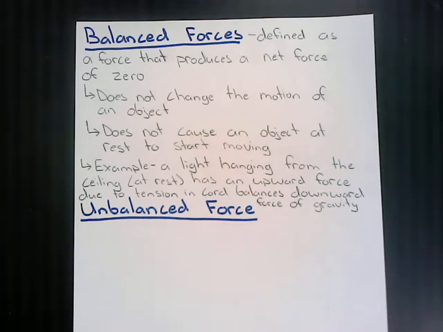Again, that tension from the cord where the light is hanging balances that downward force of gravity. Because we have a balanced force, we have a net force of 0, which means that light is not moving.